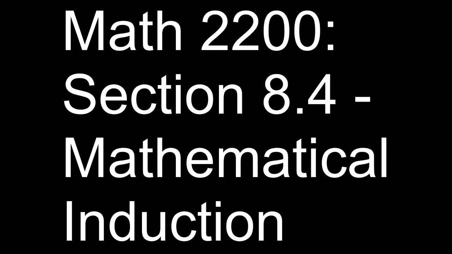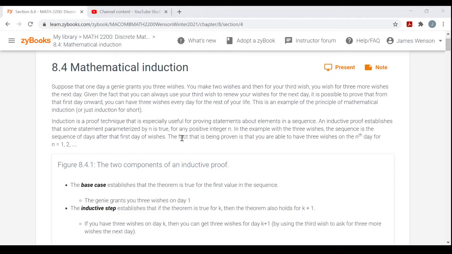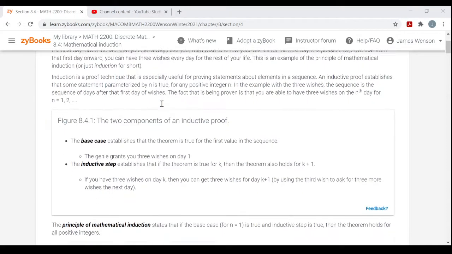This principle of mathematical induction is used to prove statements about the integers. Usually the positive integers. Usually it's to prove statements about integers that are greater than or equal to a certain integer, so from some certain integer onward. So let's take a look. You can read that title, that opening paragraph.